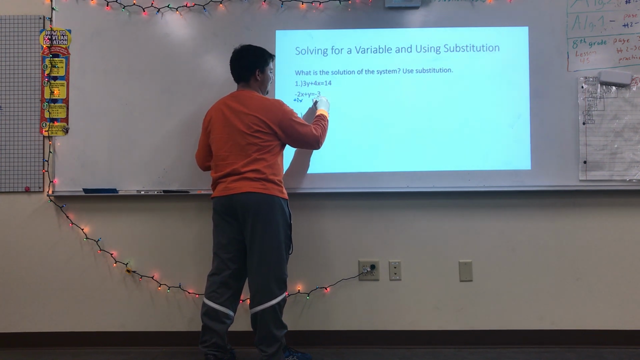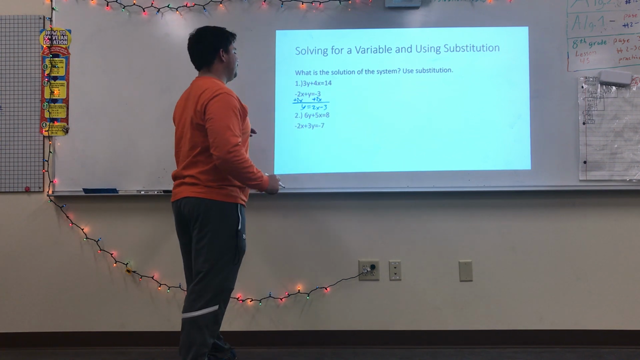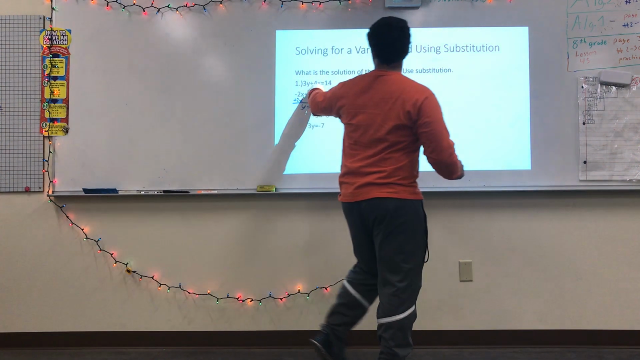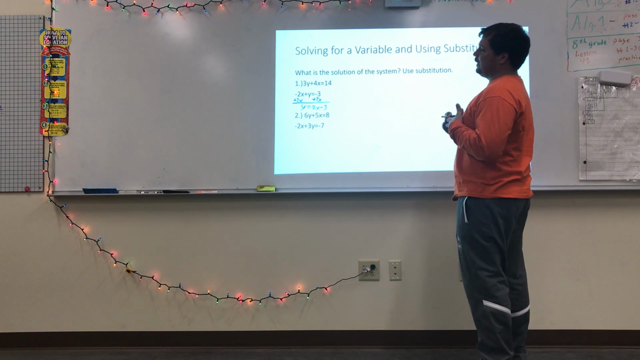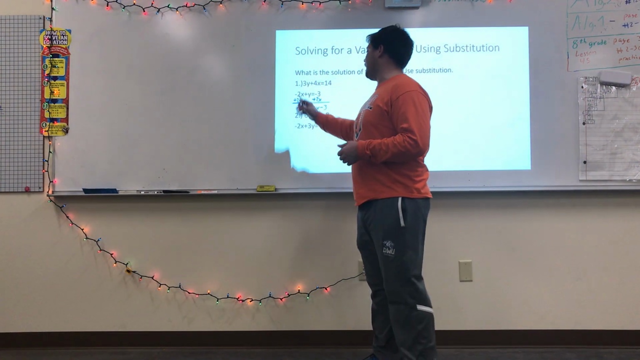I'm going to add 2x. What I do to one side, I must do to the other. Y equals 2x minus 3. All right. Now I'm going to substitute this in for the y. But be careful on this one. There's a 3 in front of it. They're multiplying 3 times y.